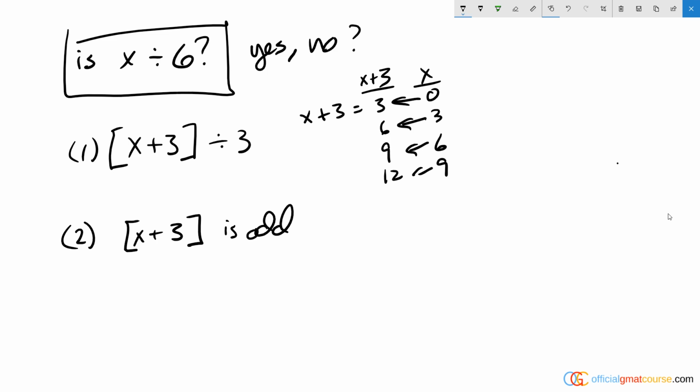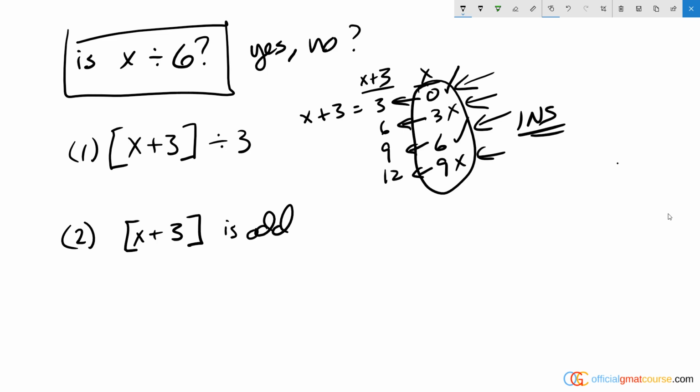So what happens when I look at these numbers? Are these all divisible by 6? 0 is divisible by 6, 3 is not, 6 is, and 9 is not. So what I find is that some of them are and some of them are not, which means this is insufficient, because I get some of my examples coming up as a yes answer to x being divisible, and some of them are no.